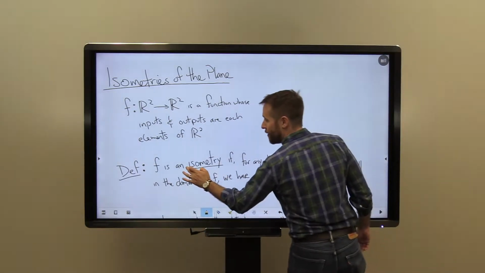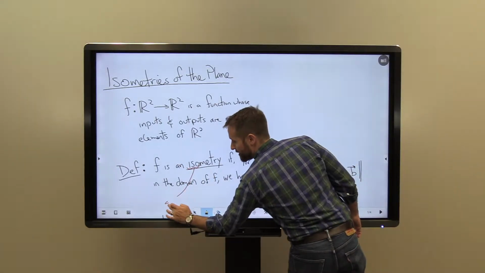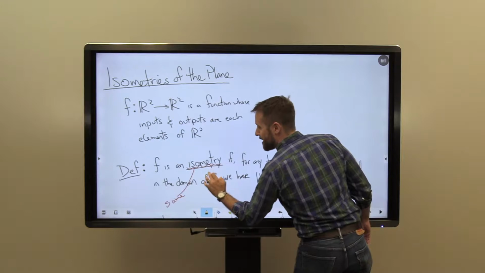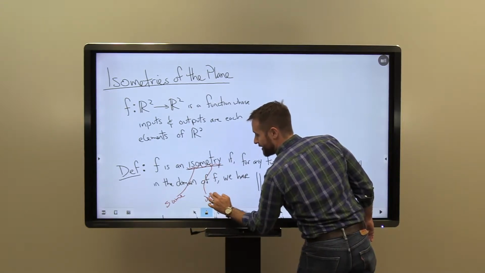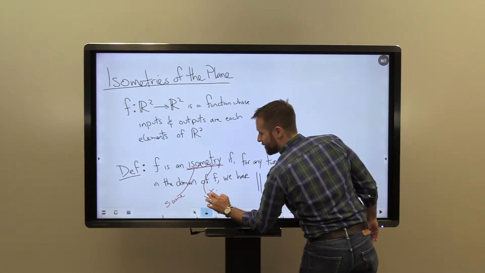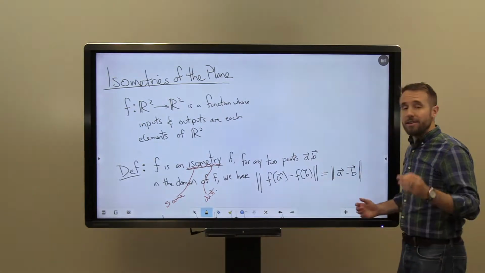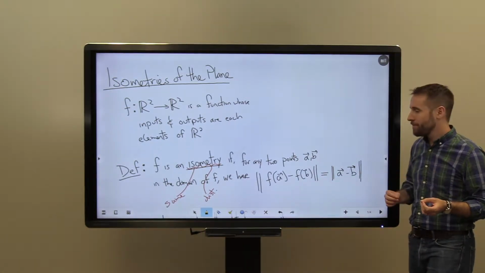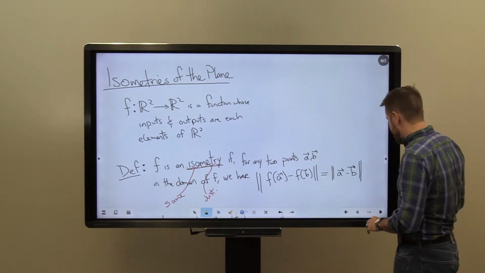Unpacking that a little bit, we have iso, which means same, and metry, you can think of that as sort of metric, measuring distance. So an isometry is a function that preserves distance between points in R2. All right, let's look at some examples.